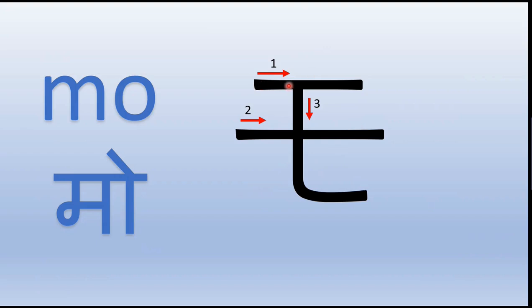We have a horizontal line as the first stroke, another horizontal line which is longer than the previous one like this, and the vertical and continuing as a horizontal as the third stroke. This is mo.